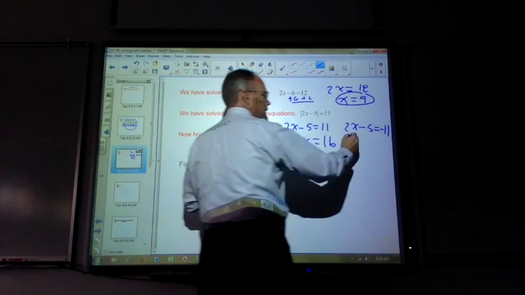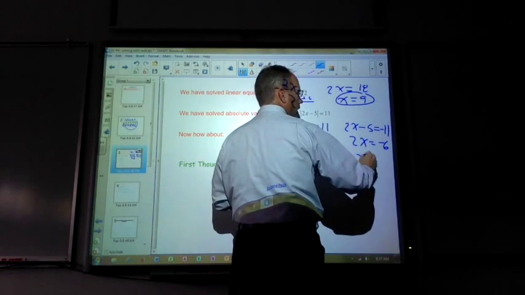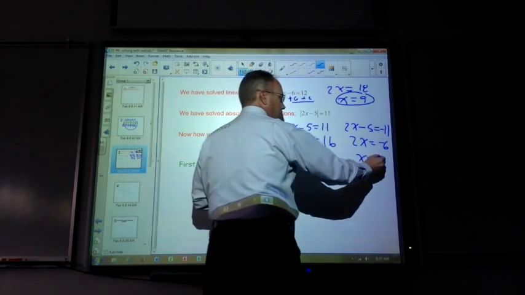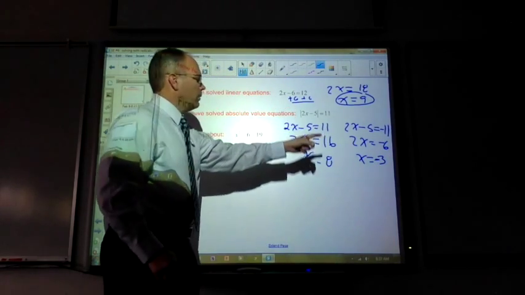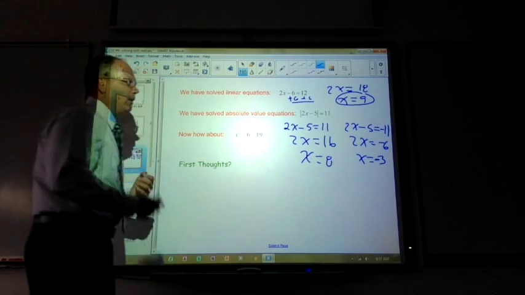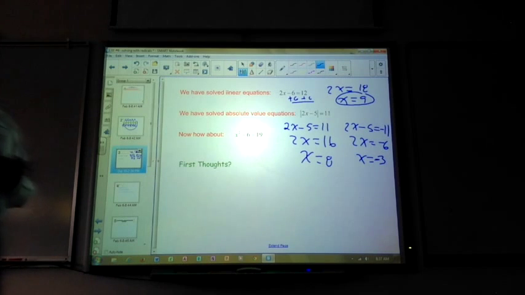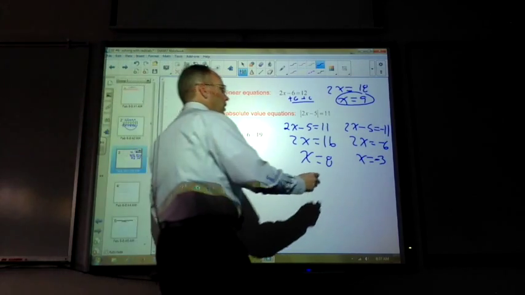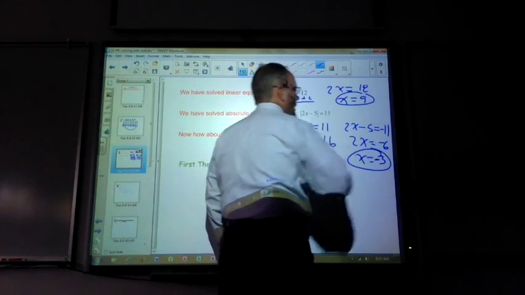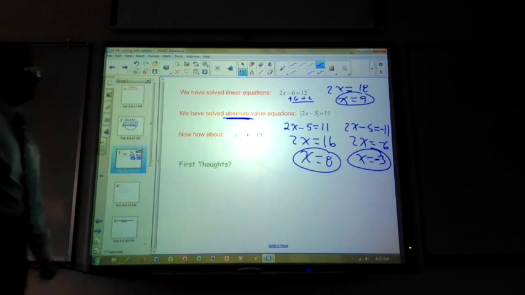What is that, negative 3? All right. 2 times 8 is 16. 16 minus 5 is 11. Absolute value of 11 is 11. Sweet. 2 times negative 3 is negative 6. Negative 6 minus 5 is negative 11. Absolute value of negative 11 is 11. 11 equals 11. So now we get 2 answers when we create the absolute value.